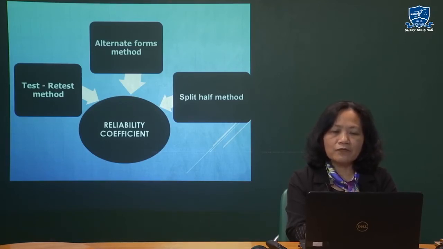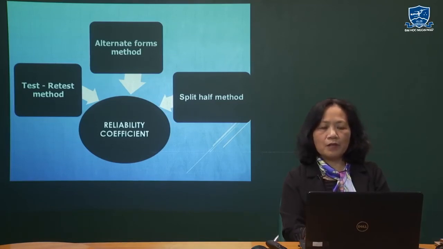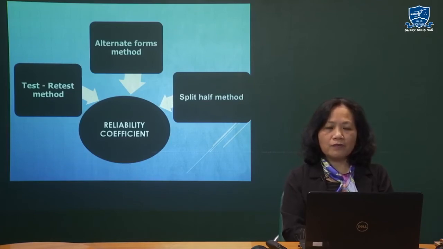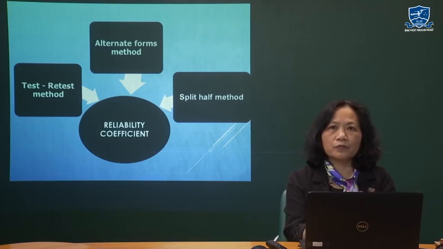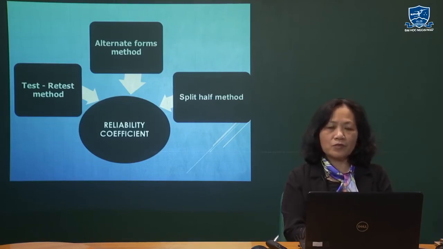And what about alternate forms? The alternate forms method is used to reduce the disadvantages of the test-retest method, but it's difficult to do. With alternate forms, you use one test, but then you design another test with similar forms, and you administer it to the students. So it's also difficult to have an alternate form of the test.